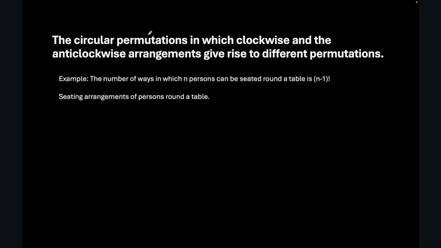Alright, so the circular permutations in which clockwise and anti-clockwise arrangements give rise to different permutations. Example: the number of ways in which n people can be seated around the table is n minus 1 factorial. Again, seating arrangement of people around the table. So same thing that I just iterated, I've put it up here. There's nothing much more to it.